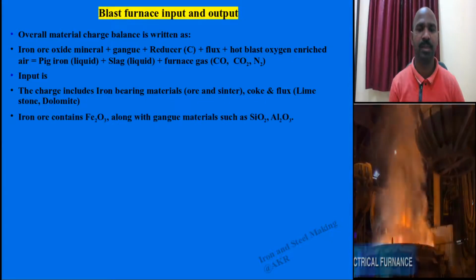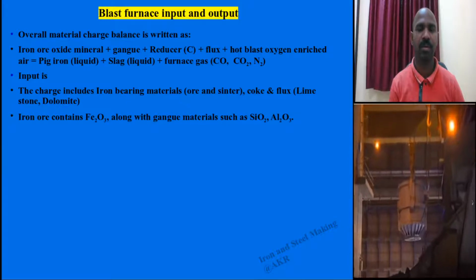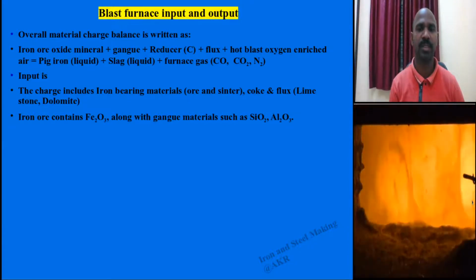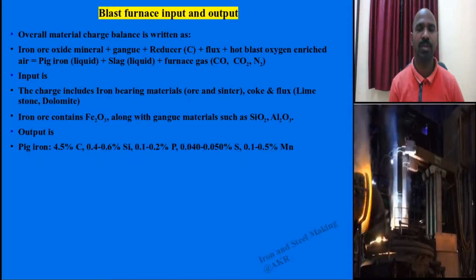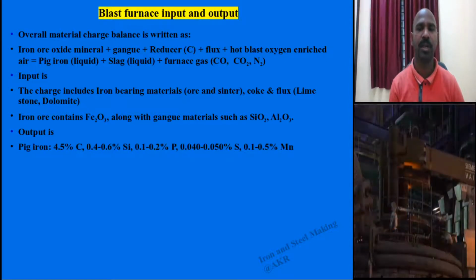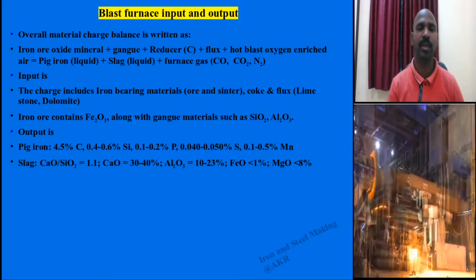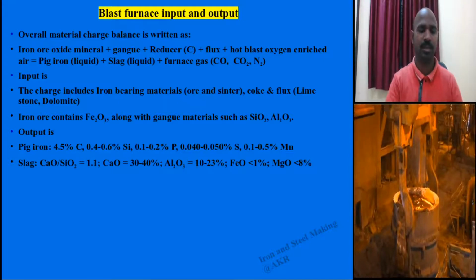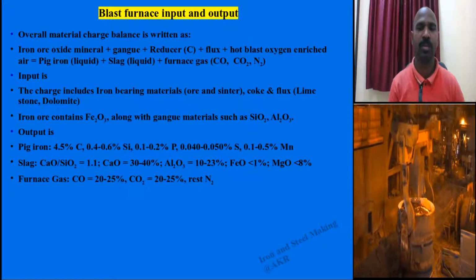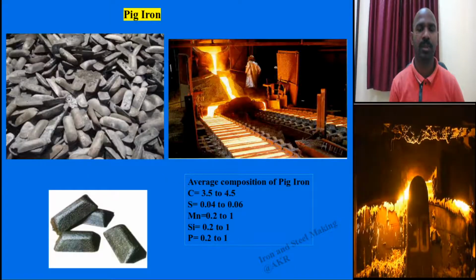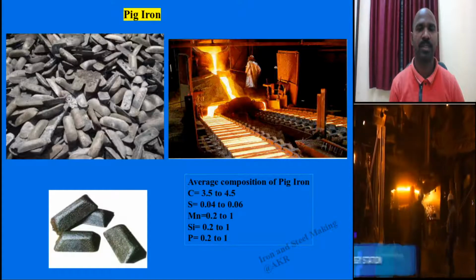and dolomite. The iron ore is nothing but Fe2O3. There will be some other gangue materials such as SiO2 and Al2O3. The output is pig iron containing carbon, silicon, phosphorus, sulfur, manganese, and the rest is iron. Slag contains CaO, Al2O3, FeO and MgO. Blast furnace gases are CO and CO2, and the rest is nitrogen. And why is it called pig iron production in the blast furnace?